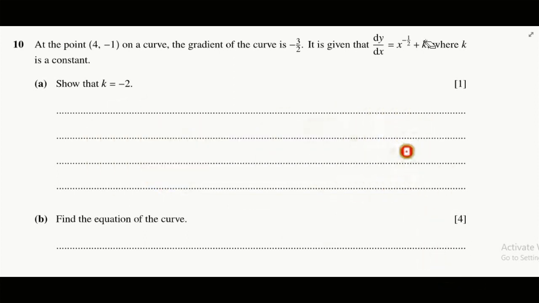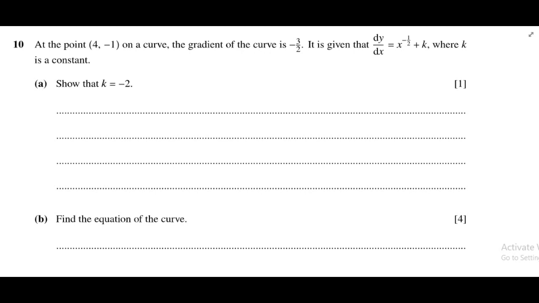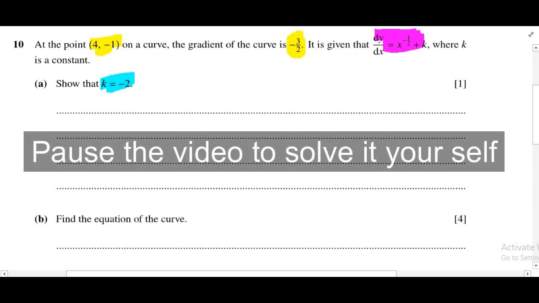In this question, we are given a curve and a point on the curve, which is (4, -1). The gradient of the curve is -3/2 at this point. The equation of the gradient dy/dx is x to the power of negative half plus k, where k is a constant. We need to show that k is equal to -2. I will give you some time. Try to solve this question, pause the video, then we will continue.